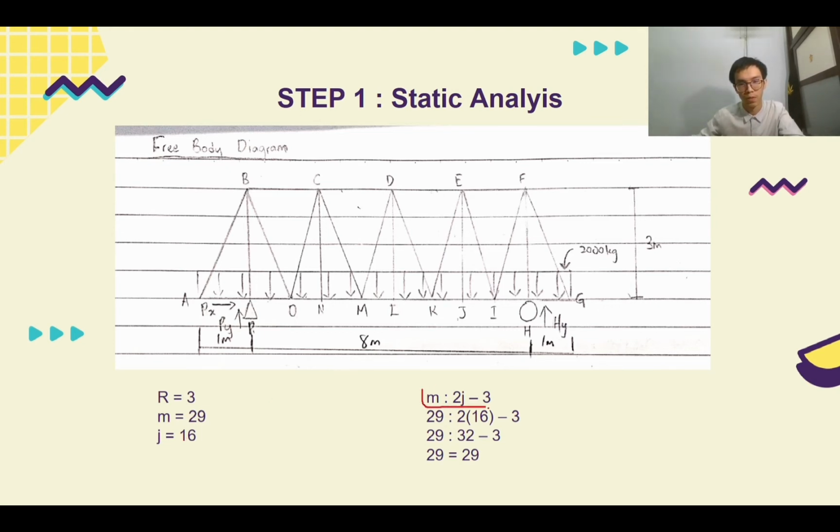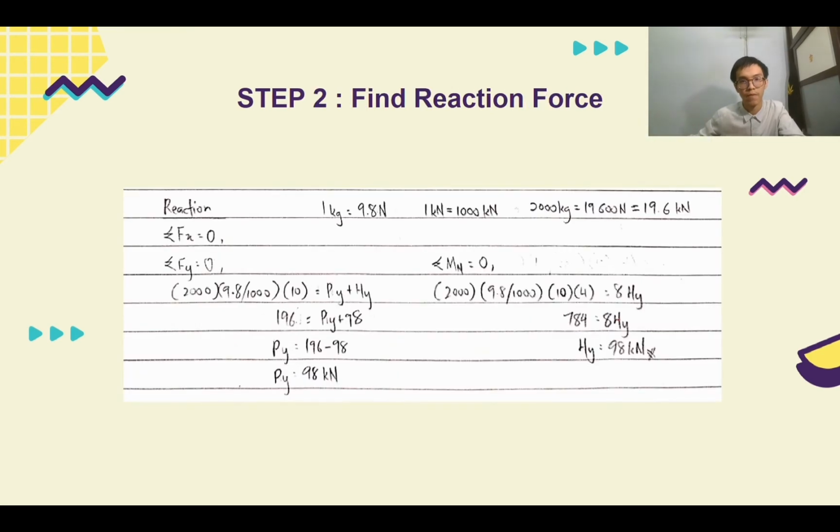The formula is 2 equal to m, 2j minus 3. So the formula for the calculation is the same number. So we assume that the truss is statically determinate for internal and external force. Next is to find the reaction force.